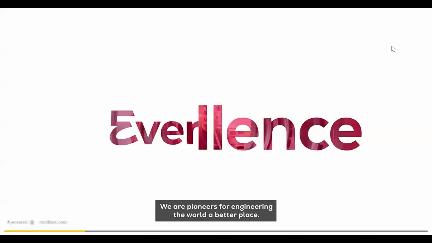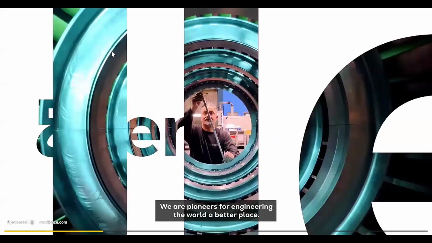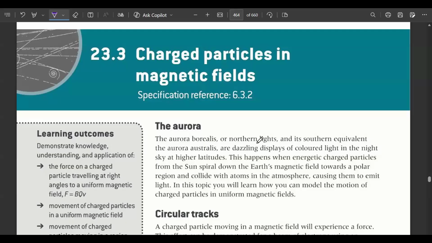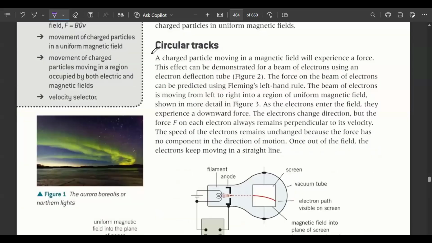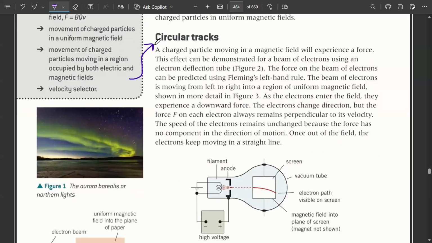We are pioneers for engineering. Is it clear? Yeah. How do different charged particles behave in a magnetic field? Some of them take helical paths as well. Some of them are going to take circular paths as well.